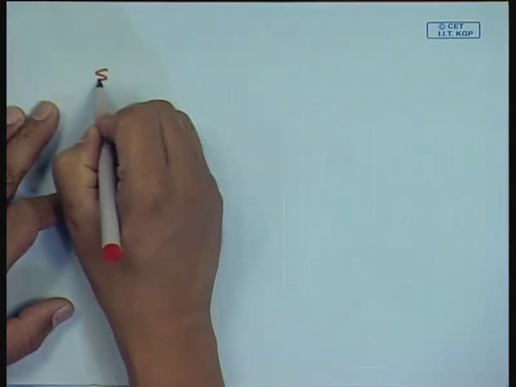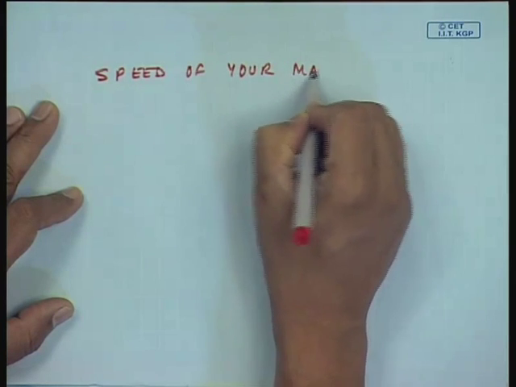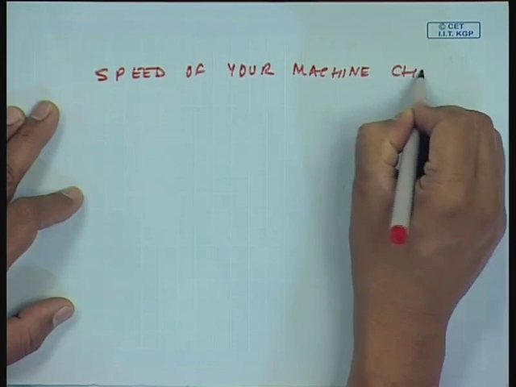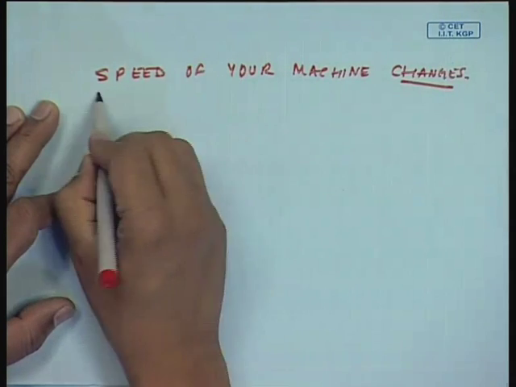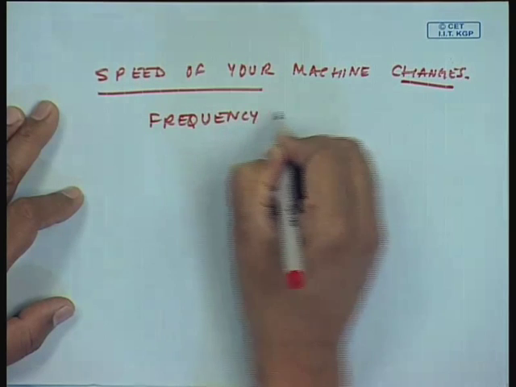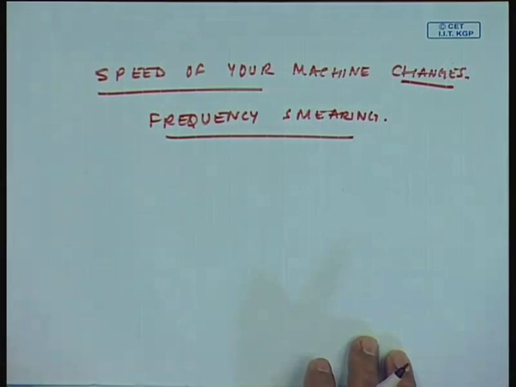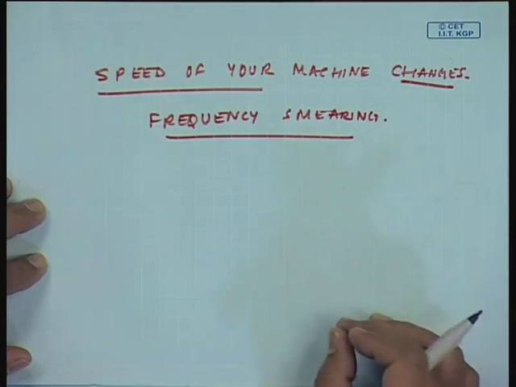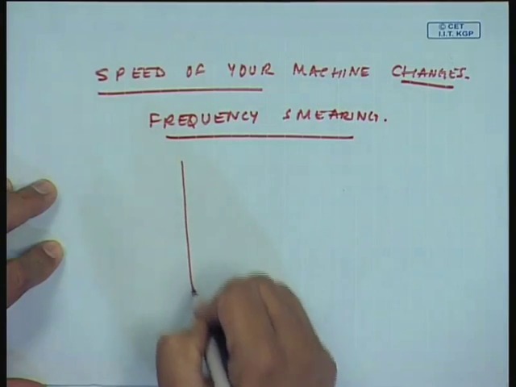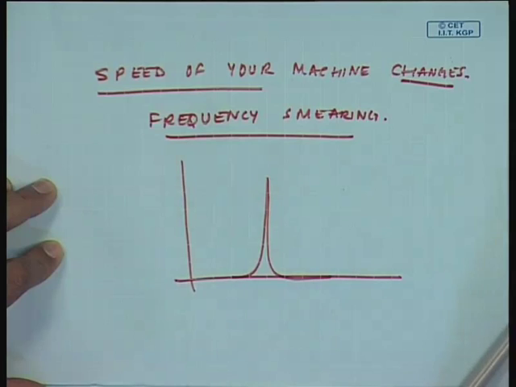But this will again be complicated by the fact that while doing all these operations, suppose the speed of your machine changes, then what is going to happen? We will have frequency smearing. Okay, because once it was, say, 10 hertz, next time it was 10.1 hertz, next time it is 9.1 hertz. So, if you do multiple averages, instead of getting a sharp peak, you will land up with a signal like this.